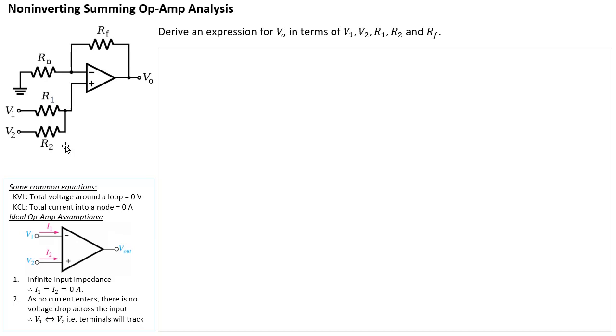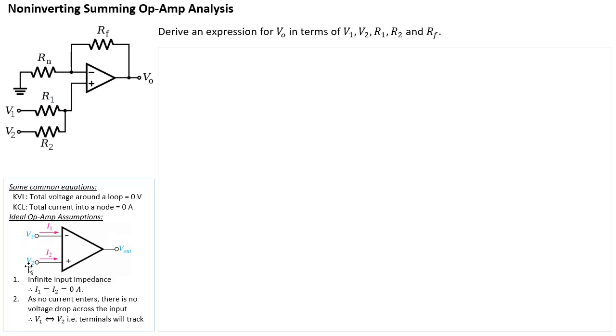Now there are several ways of doing it, but before we go into it, let me remind you of the ideal op-amp assumptions that we're making whenever we're analyzing an op-amp circuit. Number one, because of the infinite input impedance, there won't be any current flowing into both terminals. So I1 and I2 will both be 0 amps. Because it's 0 amps, there won't be any current through the internal impedance, which means there won't be a voltage drop, which means whatever V2 is, V1 will be. V1 and V2 will just track each other.